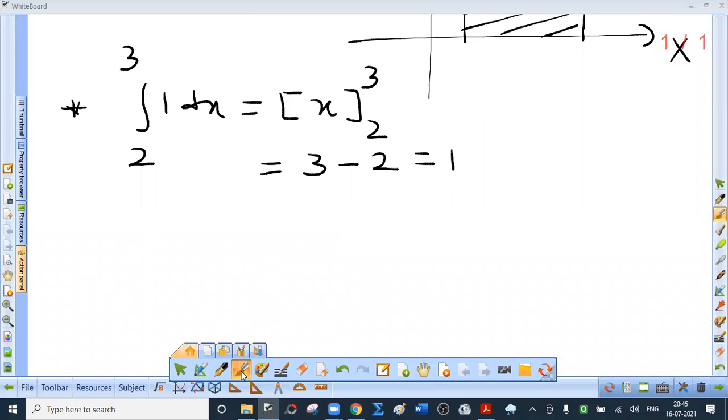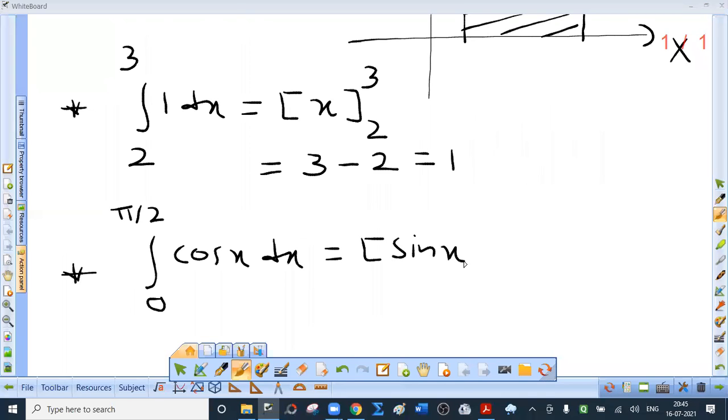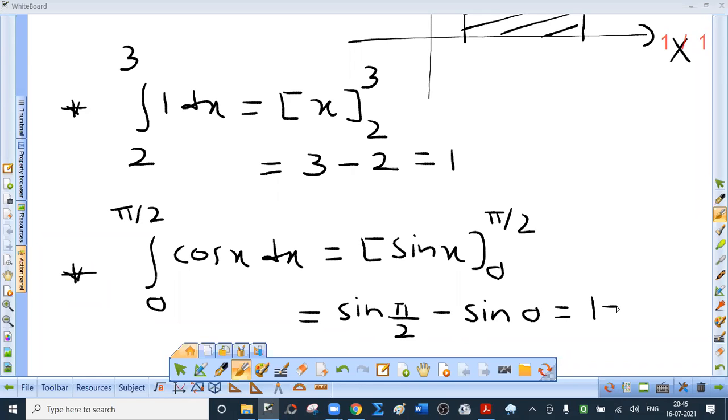We will consider another example. If I ask you to find integral 0 to pi by 2, in physics you require this, integral cos x dx. Can you tell me what is the integral of cos x? Sin x. But x goes from 0 to pi by 2. Now first we put the upper limit, so sin pi by 2, minus, then we put the lower limit. What is sin 90 degrees? 1. Minus, what is sin 0? 0. So what is the value of the definite integral? It is 1.